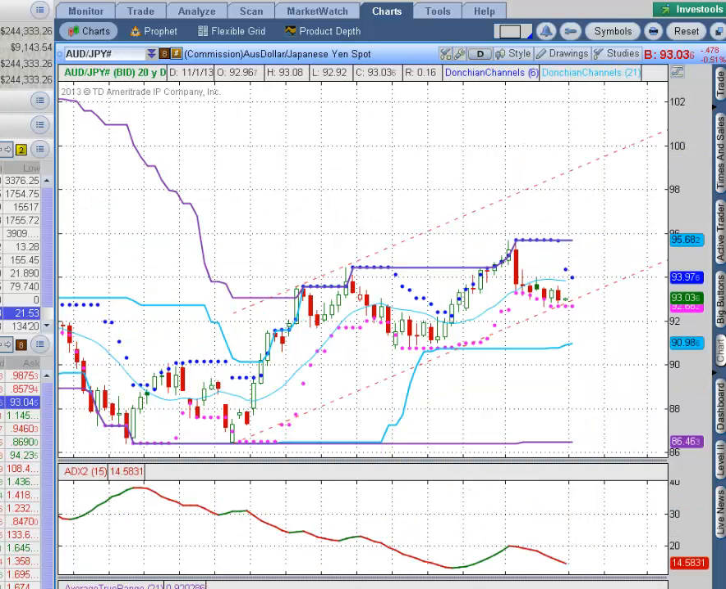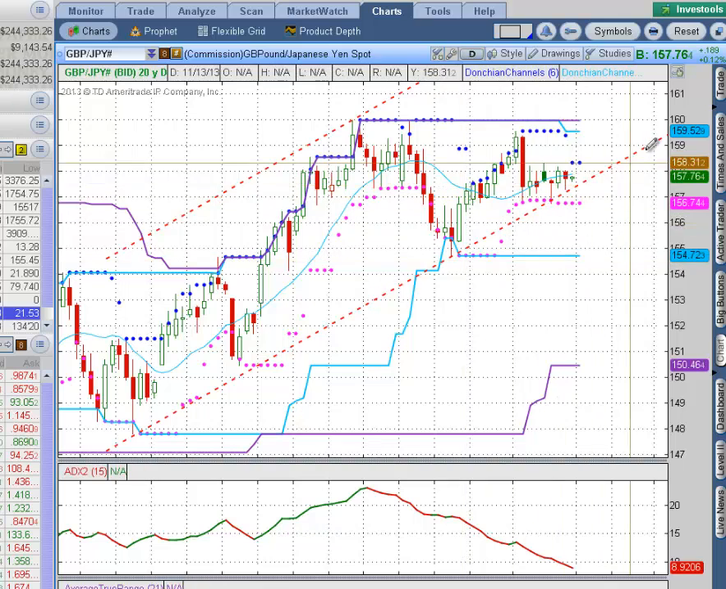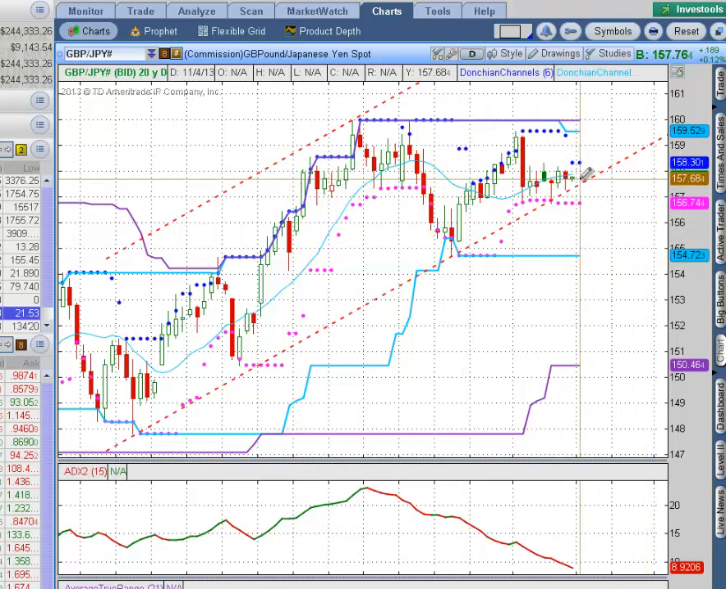Here's the Aussie dollar yen. It's in an upward trend channel, and the price is at the bottom of that channel. And here's the pound yen. It's in an upward trend channel, and the price is at the bottom of that channel.